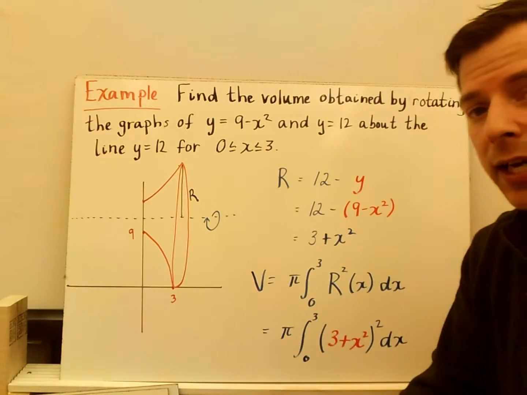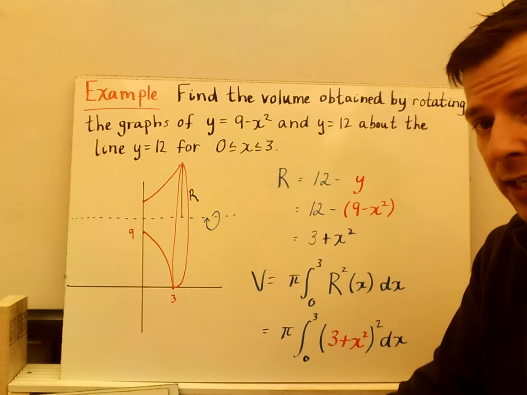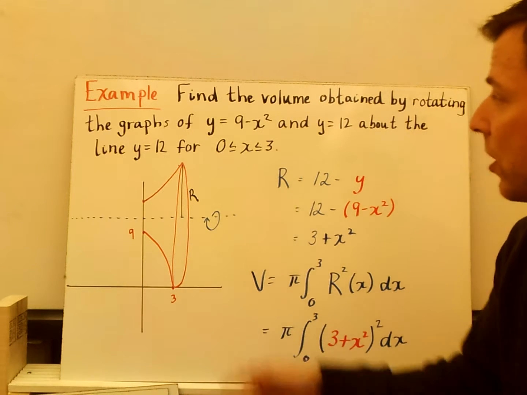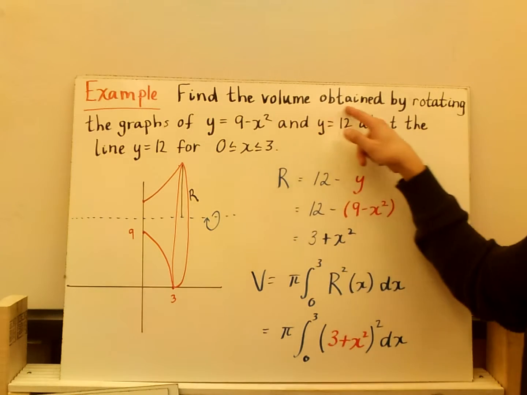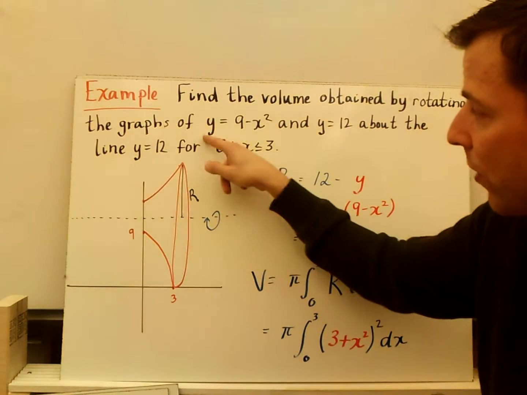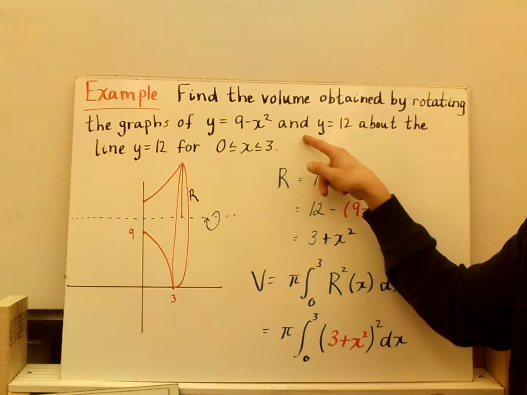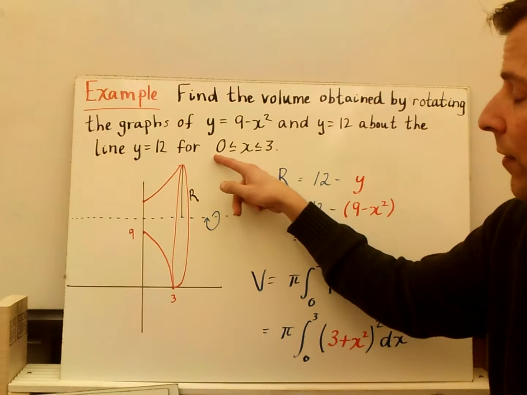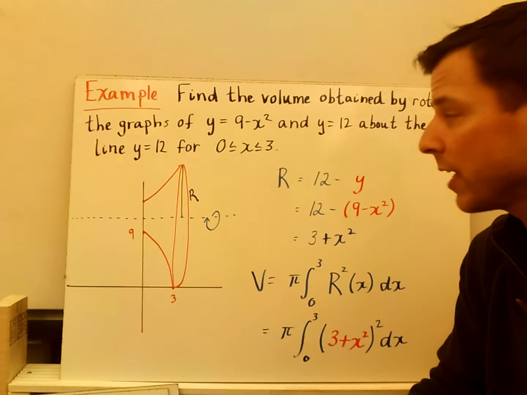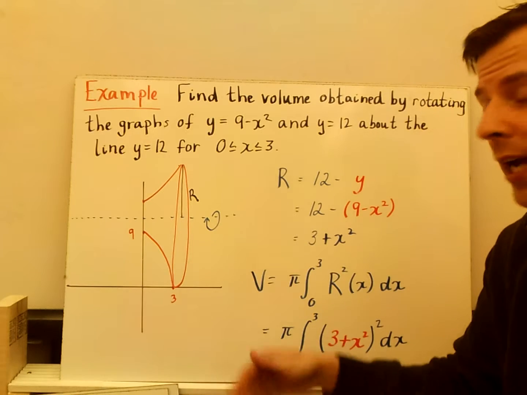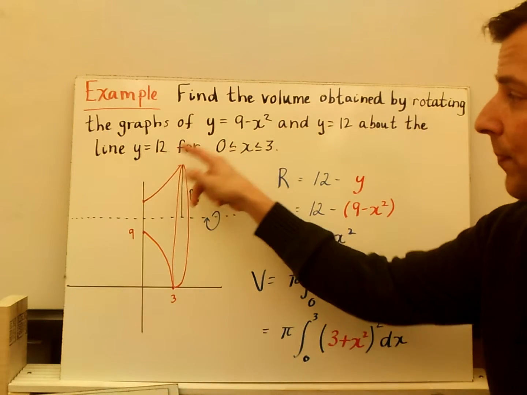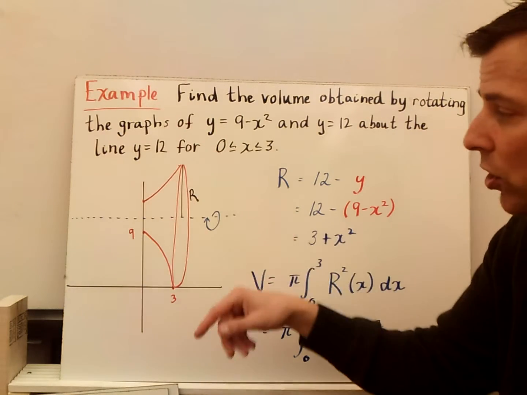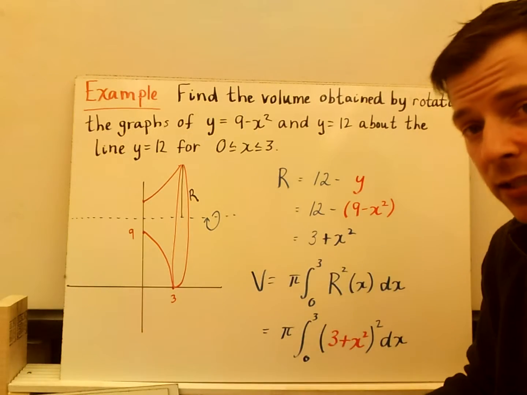Now, depending on whether we're revolving around an axis or a separate line, can mean the difference between using a washer and a disk. So in this example, I'm going to find the volume obtained by rotating the graph of y equals 9 minus x squared and the graph of y equals 12 about the line y equals 12, for x between 0 and 3. So now I have two curves, but I'm rotating about one of those curves. So this stays as a disk, not a washer.